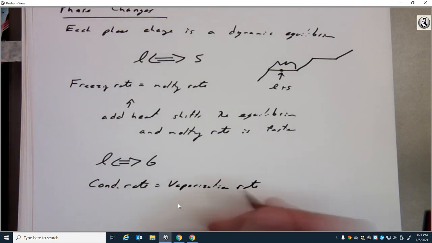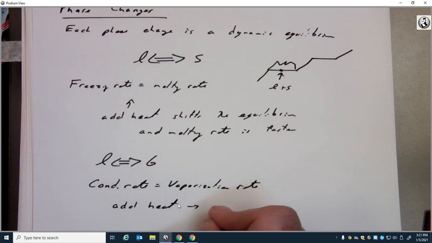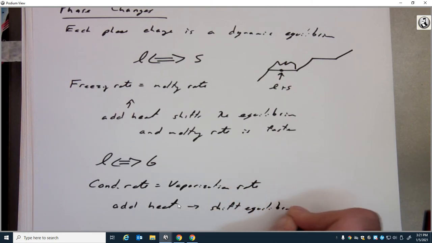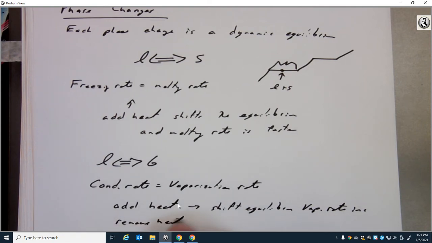Again, if we add heat, it'll shift the equilibrium. The vaporization rate will increase and it'll vaporize. If we remove heat, it'll shift the equilibrium, but it will condense.